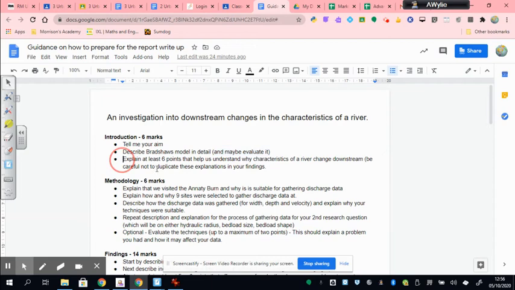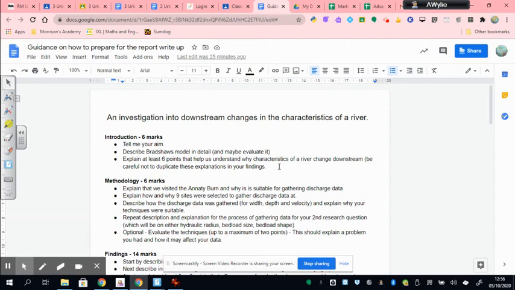Finally, and most importantly, because this is where the majority of the marks come from, you're going to want to explain 6 different points that help me understand in detail how the characteristics of a river do change downstream. Now, they might relate to any of the characteristics, including ones that you are not planning on studying yourself. So it doesn't just have to be the discharge and your own research question. It can be any aspect of a river that you want to explain and tell me the story about what factors might explain changes that you would see in your river.